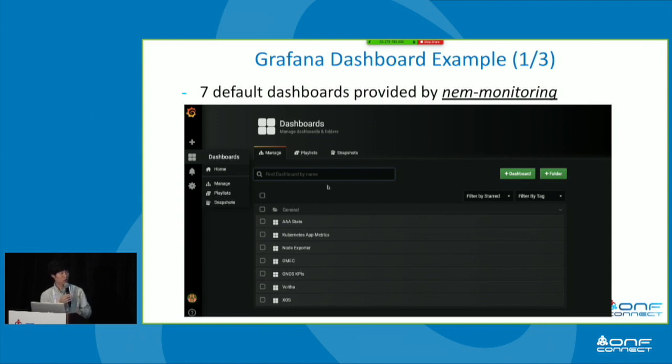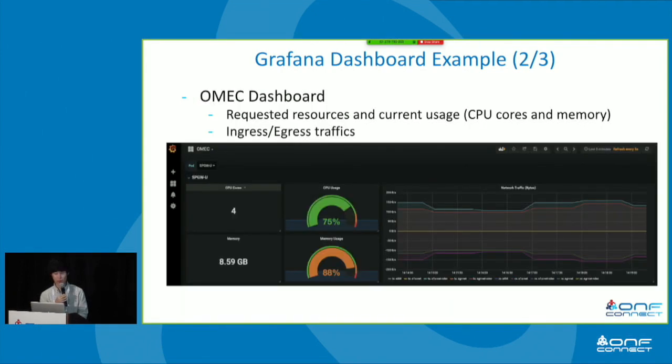So if you log into the Grafana dashboard, you can check that there are already 7 dashboards allocated here. So you can just click one by one to check what the default dashboards provided by our monitoring Helm chart are. Then among them, let me show you some of the dashboards. One example is the COMAC dashboard.